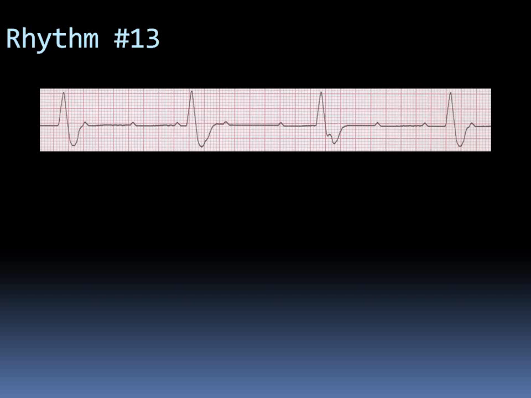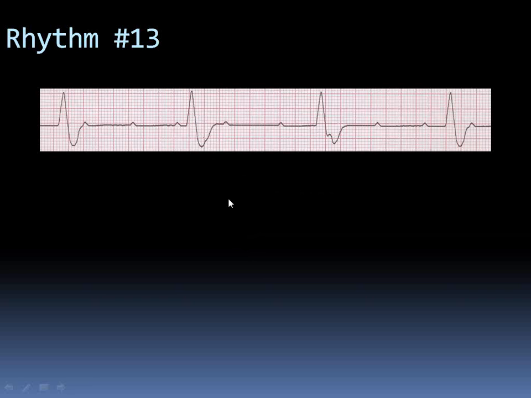Good. So Fatima says it's complete heart block or complete AV block, and she's correct. This P and this QRS are close, but this P and this QRS are nowhere close. There is no association between P and QRSs. This is called AV dissociation. A for the atrium, V for the ventricle. This is complete heart block in which there is no relationship between the P's and QRSs. The P's are marching on their own and the QRSs are marching on their own.